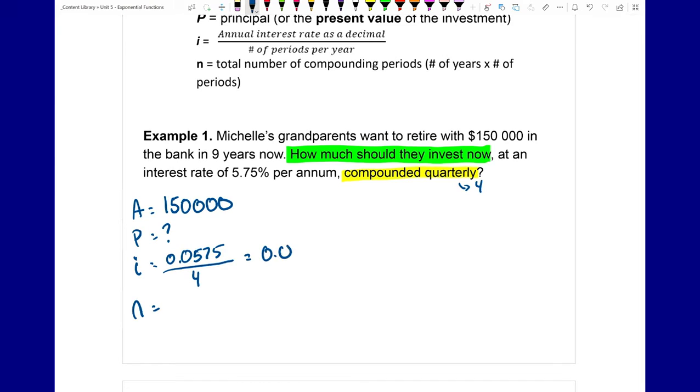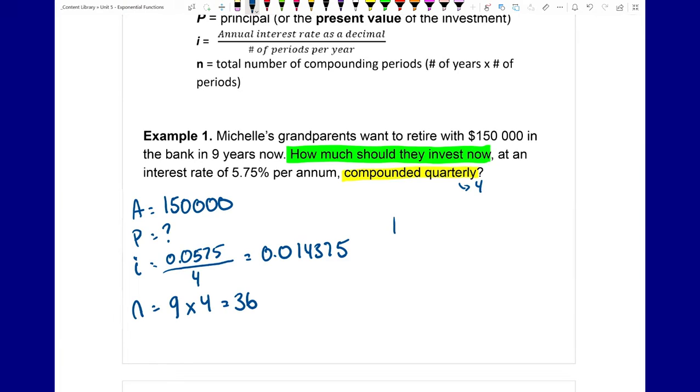And we get 0.014375. So we're taking that 5.75% and dividing it into 4 for each quarter, and we get about 1.4375% each quarter. Our n is the total number of compounding periods, so it is 9 years, and because it's quarterly, it's 4 times a year for 9 years. 9 times 4 is 36, so that is our n value.